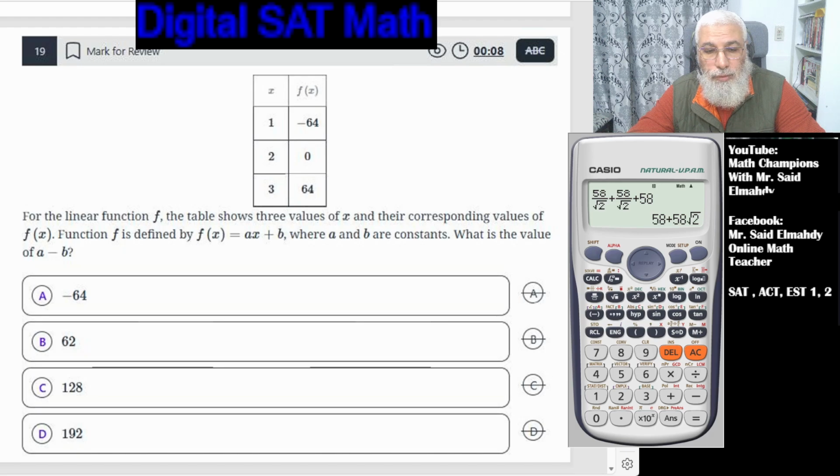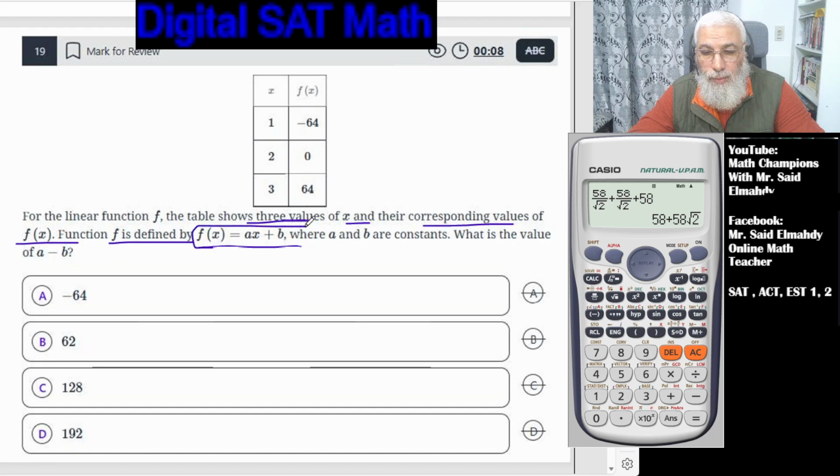For the linear function f, the table shows 3 values of x and their corresponding values of f of x. Function f is defined by f of x equals ax plus b, where a and b are constants. What is the value of a minus b?